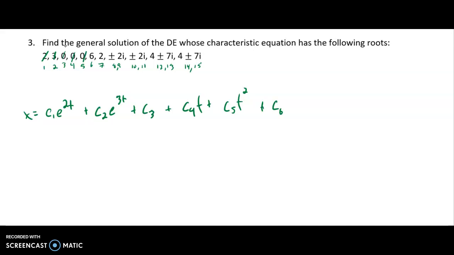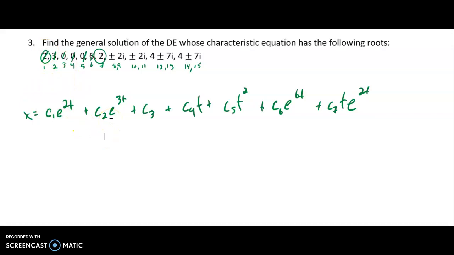Plus c6 times e to the 6t. Plus c7 e to the 2t. Now, look, that one got snuck in there. This one is linearly dependent on that one. So I need to do a c7 t e to the 2t, because otherwise it could be combined with that one.